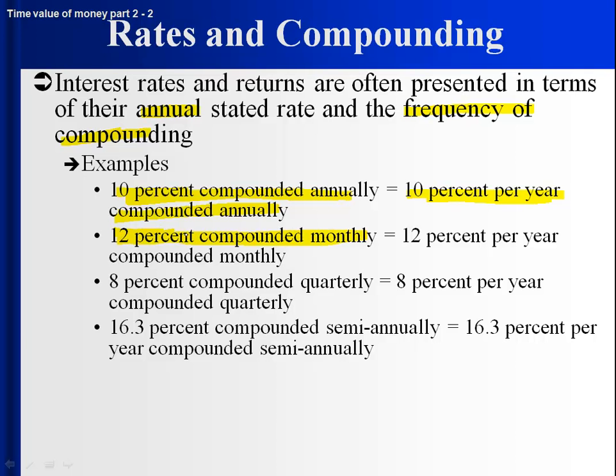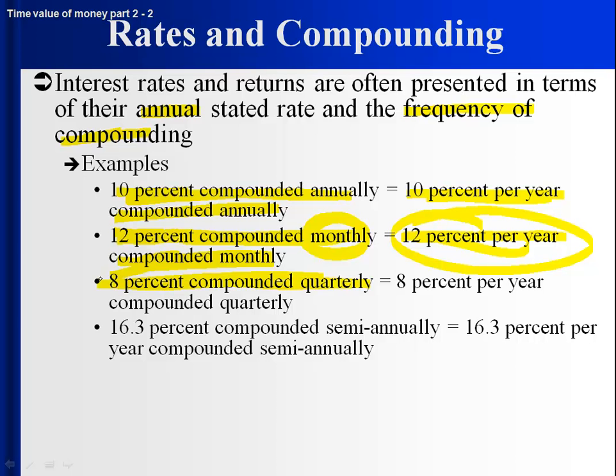12% compounded monthly, even though it's compounded monthly, it's not 12% per month, it's 12% per year compounded monthly. And since it's 12% for a whole year, when interest and returns are compounded for a month period, a month is part of a year, there's a whole bunch of months in a year, you'd need to figure out what the rate is for a month that corresponds to 12% per year. And that's pretty straightforward and something we'll talk about later.